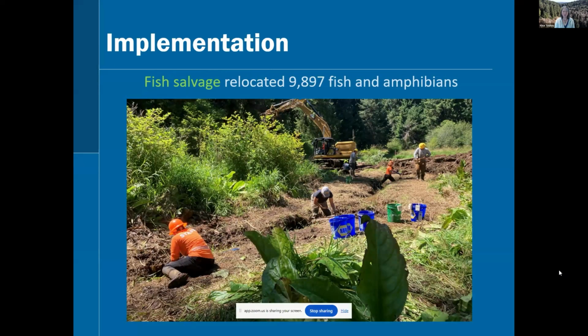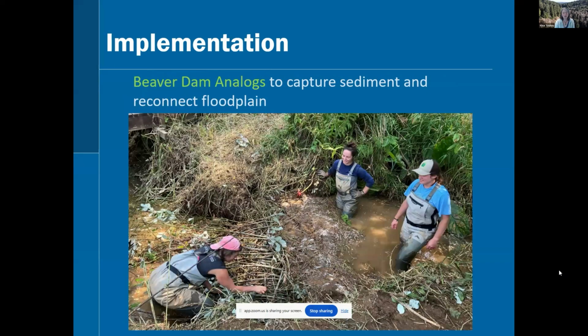We relocated 9,897 fish and amphibians throughout the ditched system there prior to filling in those ditches. As I said, we included beaver dam analogues to capture sediments. So we installed some lower BDAs in the system before the earth moving work, with the hopes that we would capture some of those sediments before they moved out into the main Winchester Creek system.